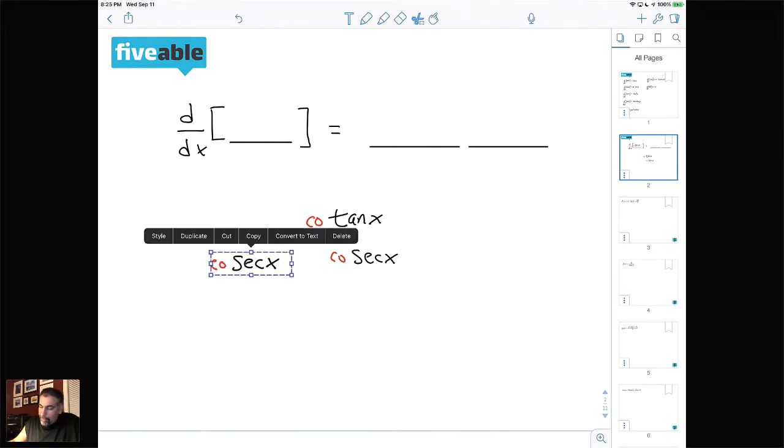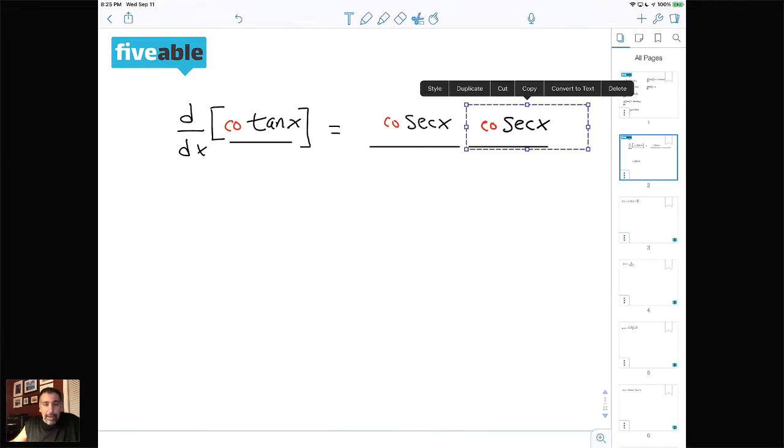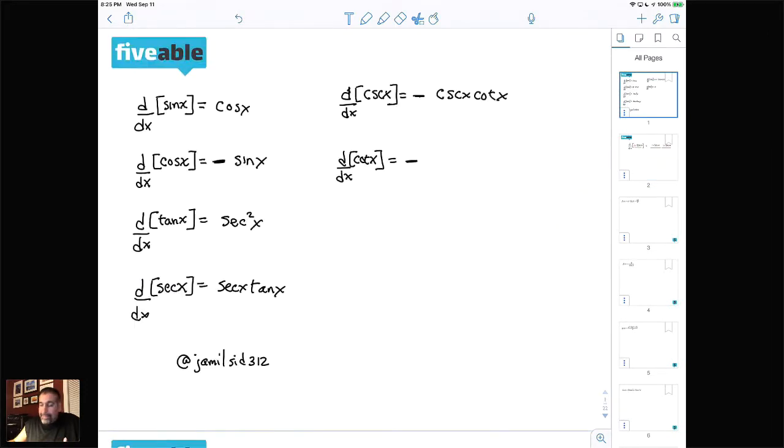When they reset that word bank and they're finding the derivative of cotangent, what has to happen is we've got to put cosecant here and cosecant here. And again, when they go back to the other page, they're going to be forced to remember it's negative. So the derivative of cotangent is negative cosecant times cosecant, which I'm going to write as negative cosecant squared.